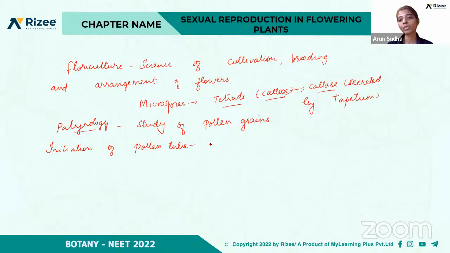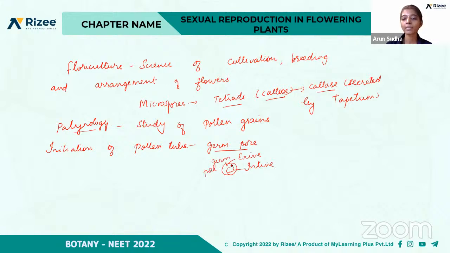So what is the role of the germ pore? In the case of a pollen grain, what is the structure? This is the exine, and the inner one is the intine, right? And in the exine, there are some places where sporopollenin is absent. That area is called the germ pore.